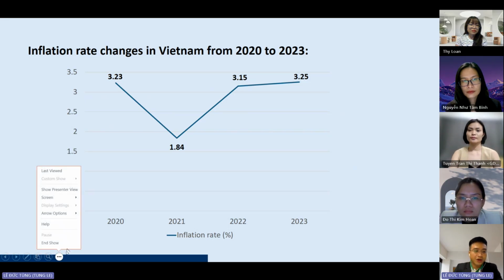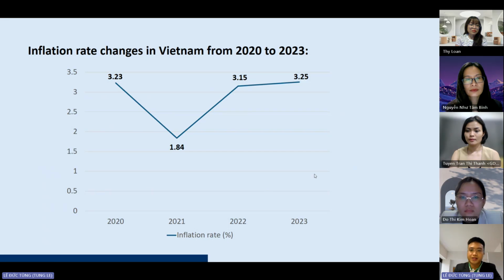Okay, on the chart, the line presents four years, 2020 to 2023. The year 2020 was marked by the complex development of the COVID-19 pandemic, which significantly impacted the growth of various sectors and industries. The inflation rate is at 3.23%. And you can see the inflation was impacted by the COVID-19 pandemic, causing disruptions in supply chains and negatively affecting the global economy.